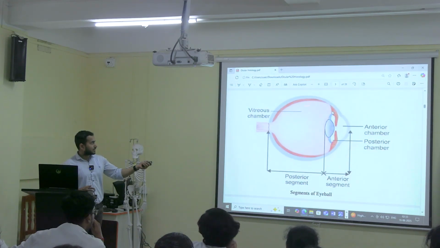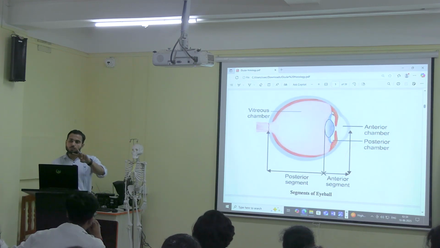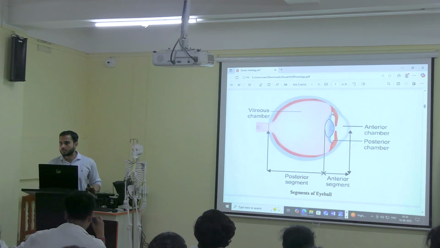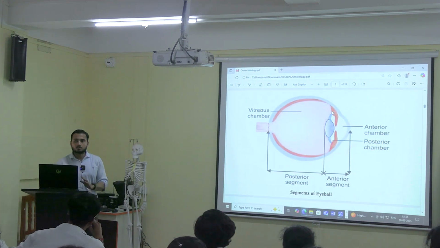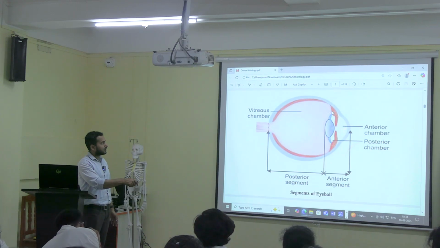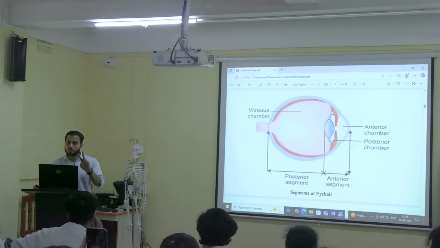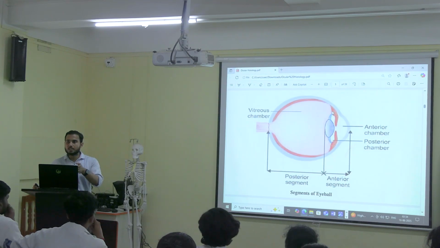I hope you have seen this kind of images earlier, when you were in 10th, 12th standard. Now, in our eyeball, two segments are there, the anterior segment and the posterior segment. How to divide them? The area behind the lens is the posterior segment. In front of the lens, this entire part is the anterior segment. So what is the demarcation? That is the lens. Posterior to the lens is the posterior segment, anterior to the lens is the anterior segment.